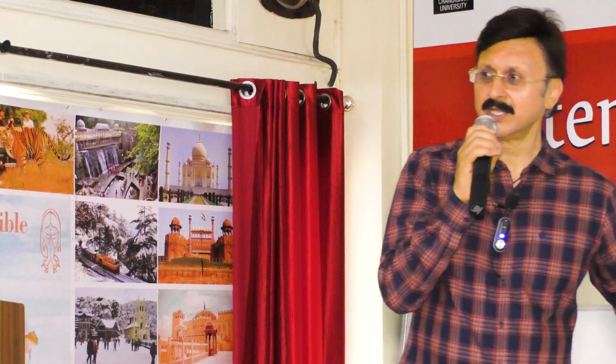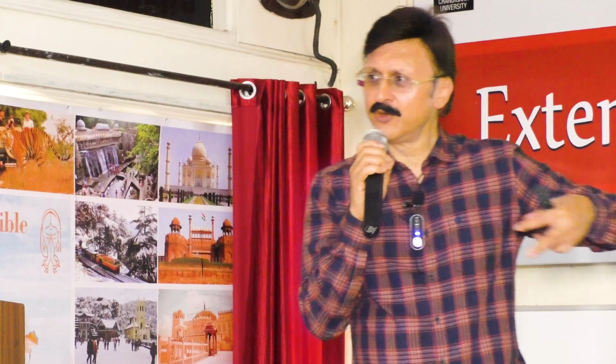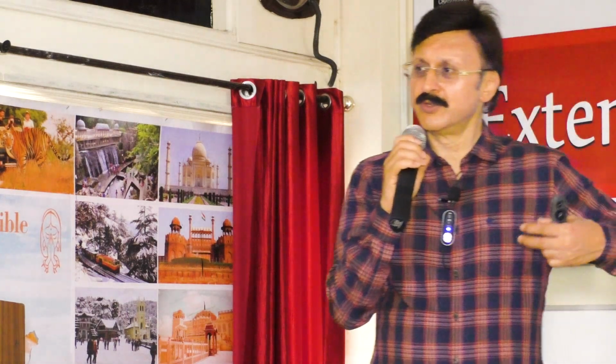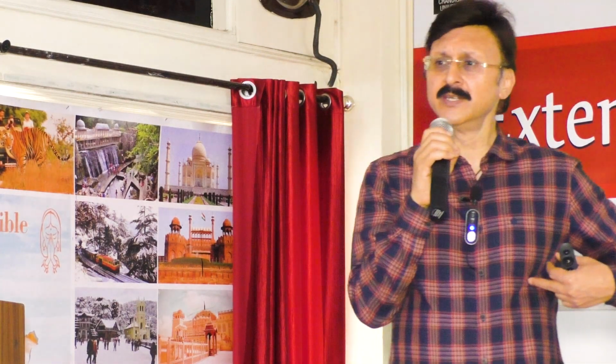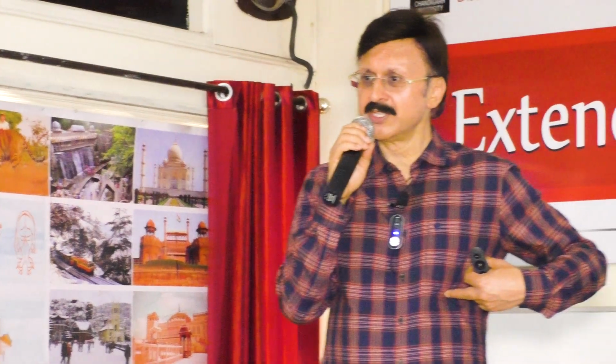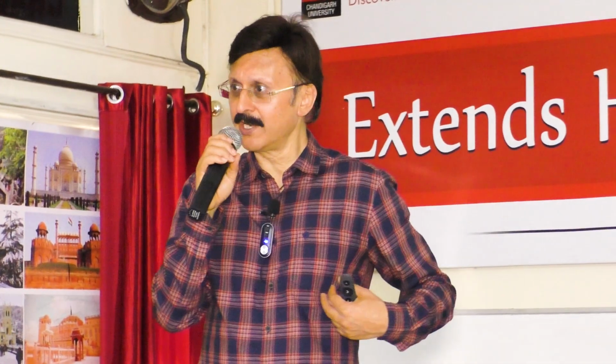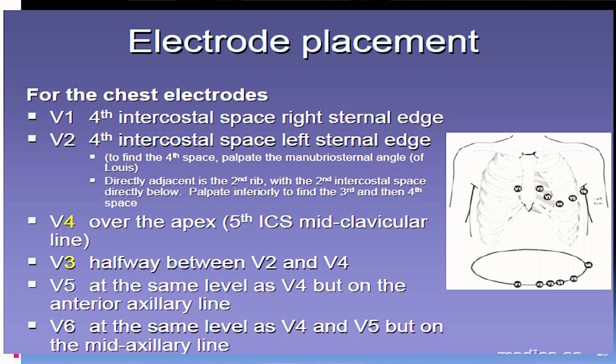And V3 is in between V4 and V2. V4 is in the fifth intercostal space in the mid-clavicular line, and V3 is in between V4 and V2. V5 is the fifth intercostal space on the anterior axillary line, and V6 is on the mid-axillary line.